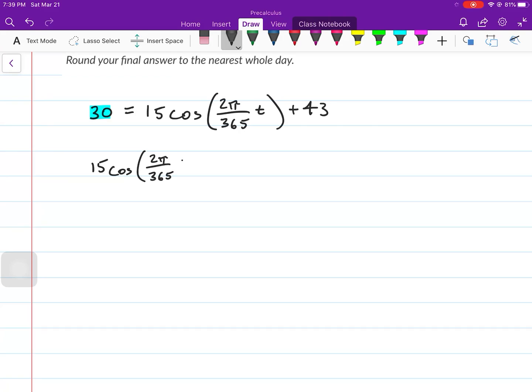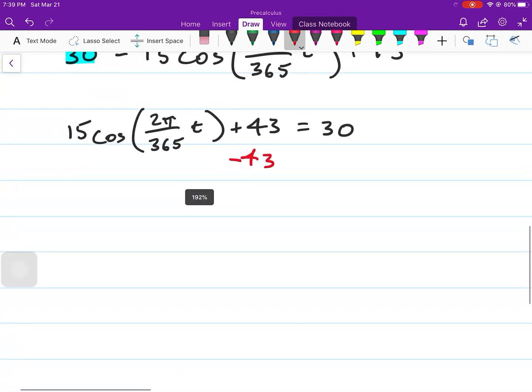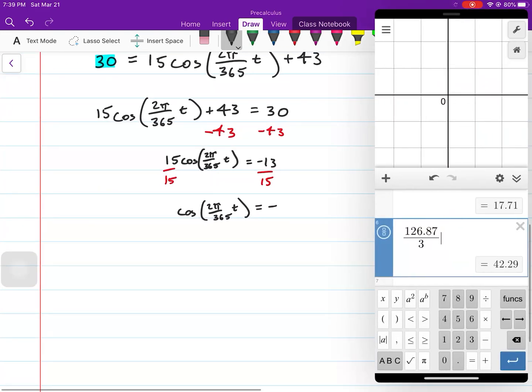So the property of equality here, we can flip this around. Plus 43 equals 30. So solving this, what we're going to do first is subtract the 43. And that's going to be negative 13. So 15 cosine of 2 pi over 365 t equals that. And then we're going to divide by 15. I have no idea what 13 over 15 is, so I'll put that in the calculator right now. I do know it's going to be negative, I can tell you that.